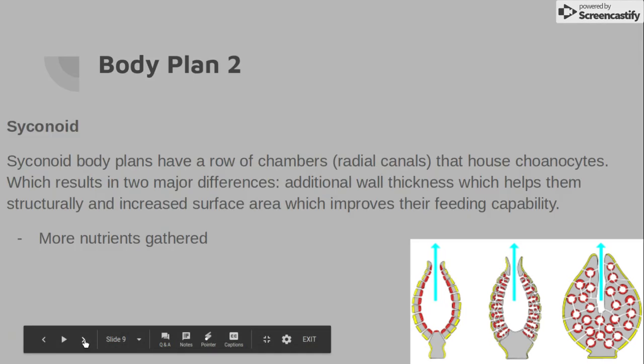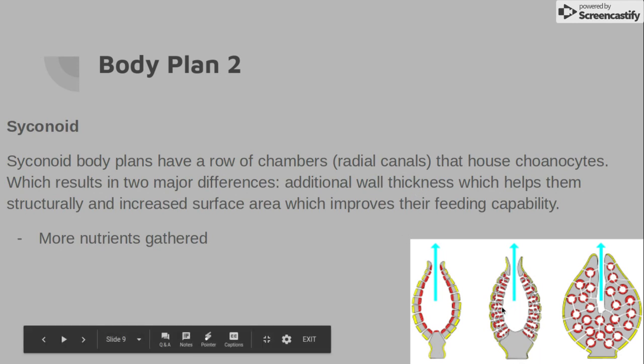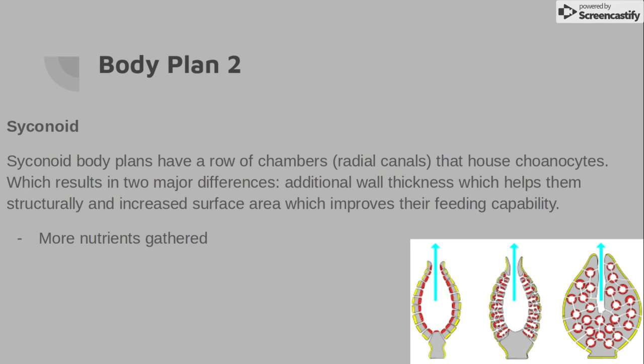Okay, I should probably go faster. Body plan 2. This is the second one, right here. Syconoid body plans have a row of chambers called radial canals. I think they're these right here. That house those things, which results in two major differences: additional wall thickness, which helps them structurally, and increased surface area, which improves their feeding capability. And they have more nutrients gathered.